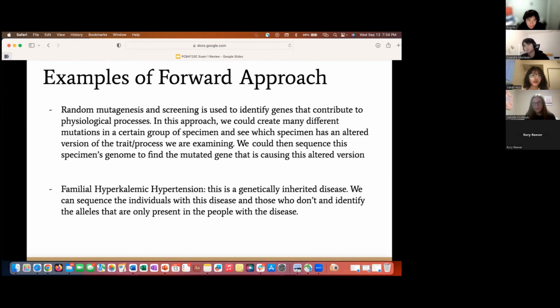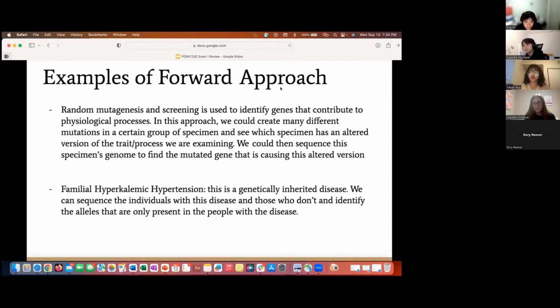So some examples of the forward approach. These are examples of how you could find the gene. So the first one is with mutations and screening. I think in this approach, you would probably have a trait that you want to study. And so you would create a bunch of different mutations in a certain group of specimen. I believe in the slides he talked about mice. And you're going to see which specimen's trait is changing. And it has to be the trait that you're studying.